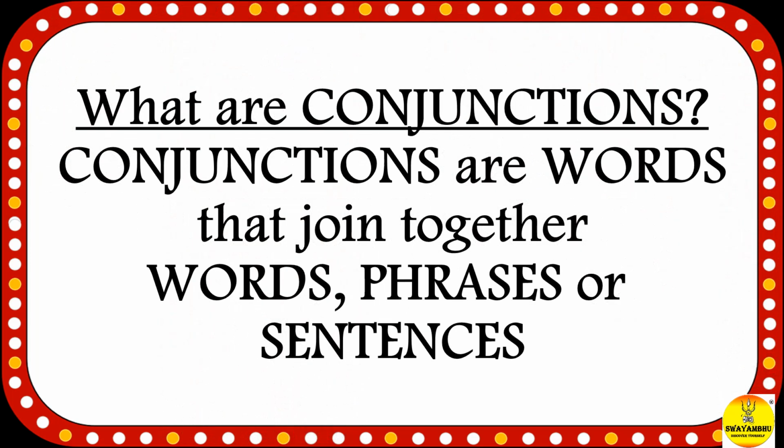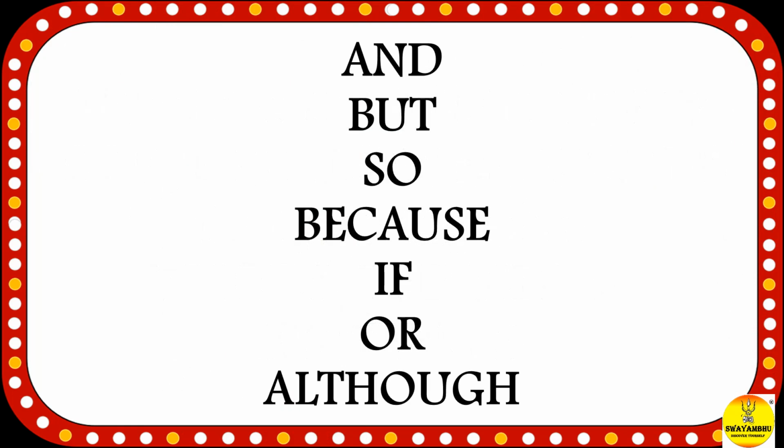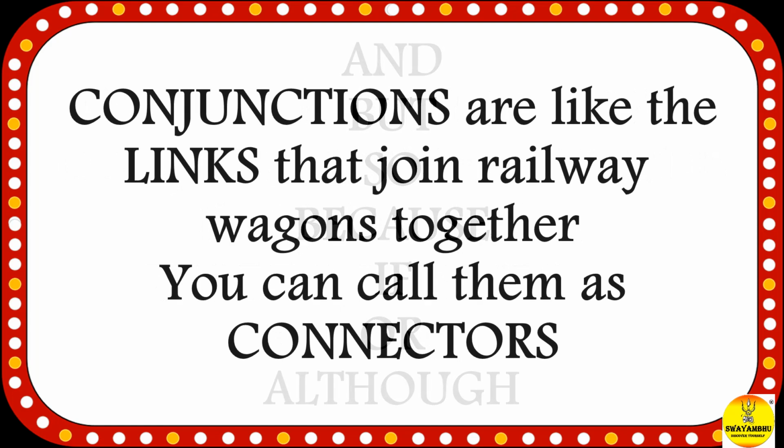Moving on to conjunctions. What are conjunctions? Conjunctions are words that join together words, phrases, or sentences like and, but, so, because, if, or, although. Conjunctions are like the links that join railway wagons together. You can call them connectors.